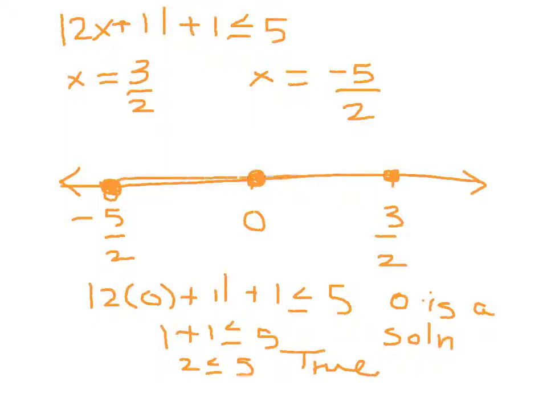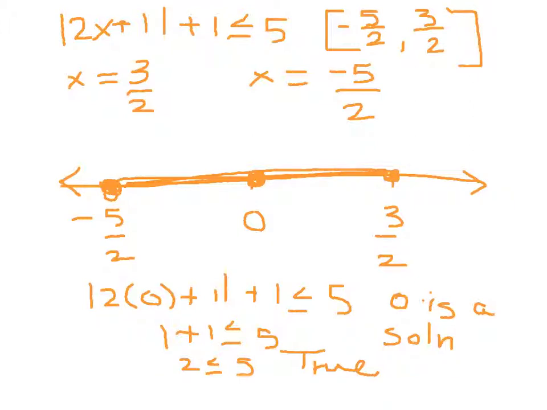So I know that my graph has to go like this. If I was putting it in set notation, it goes from negative 5 halves to 3 halves inclusive. All right? So that was pretty straightforward.